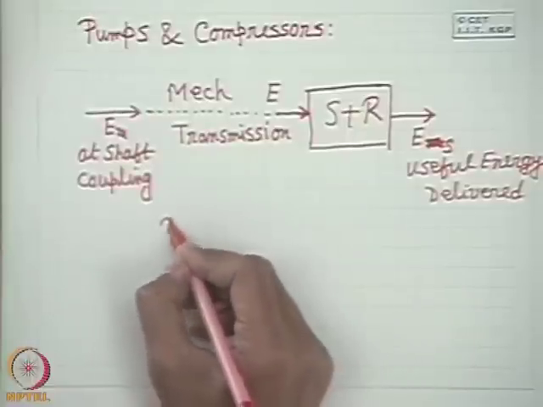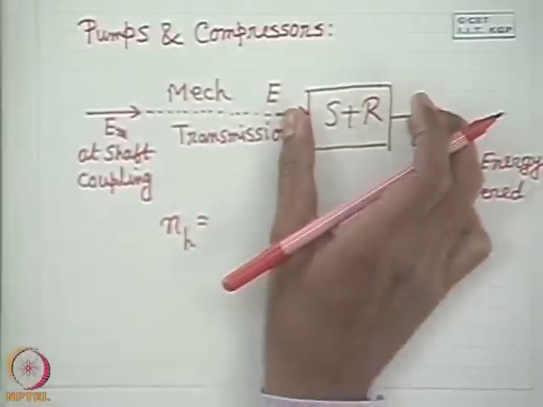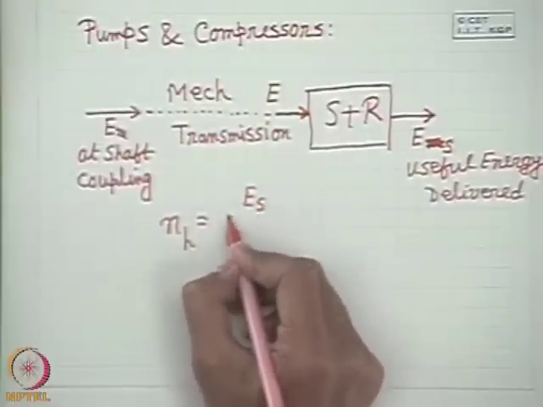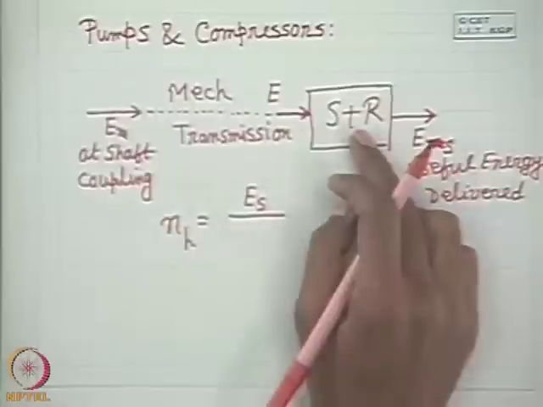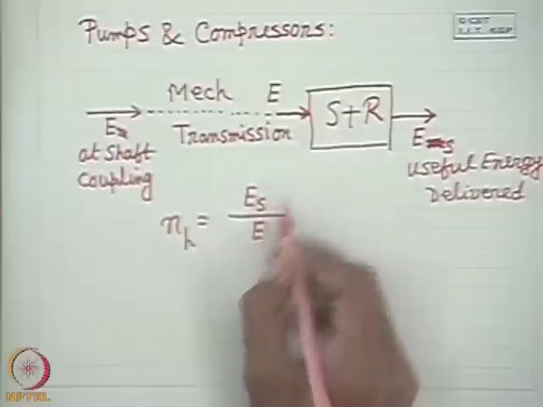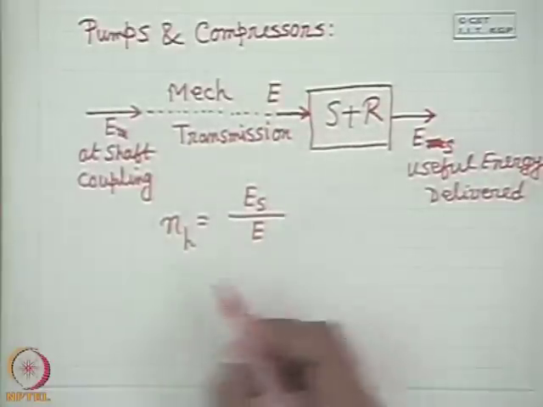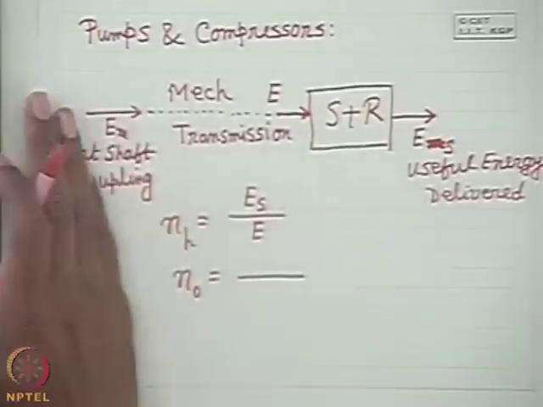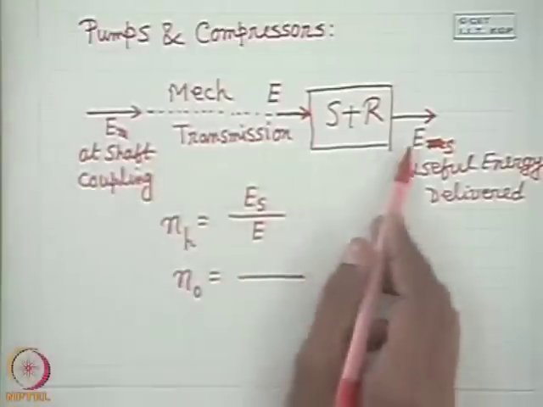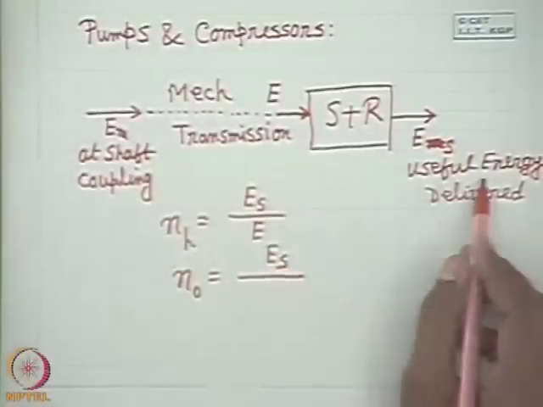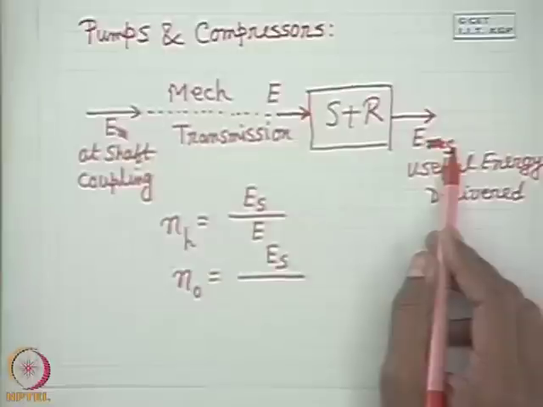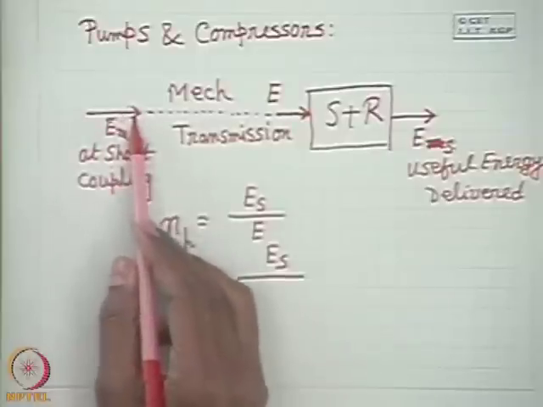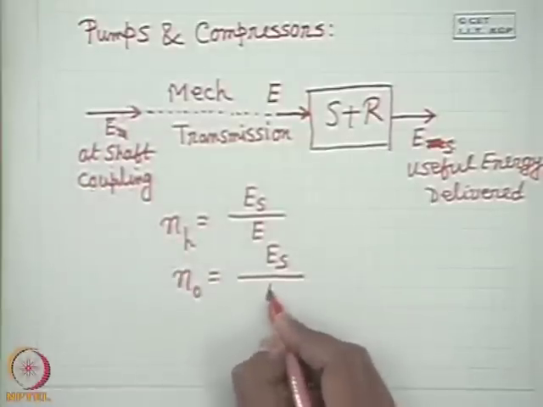So, therefore, in this case, what is hydraulic efficiency? Hydraulic efficiency concerns the energy transfer between the fluid and the rotor. So, therefore, the hydraulic efficiency will be ES, that is the stored fluid energy, the useful energy delivered in these circumstances, divided by the energy which is being received by the rotor. Similarly, the overall efficiency, which deals with the energy transfer between the fluid and the shaft at coupling, the output is the same in both cases, the useful energy delivered, stored energy in the fluid, but now the input will be at the extreme terminal point where the input comes initially, that is the shaft coupling, EM, that is the mechanical energy.